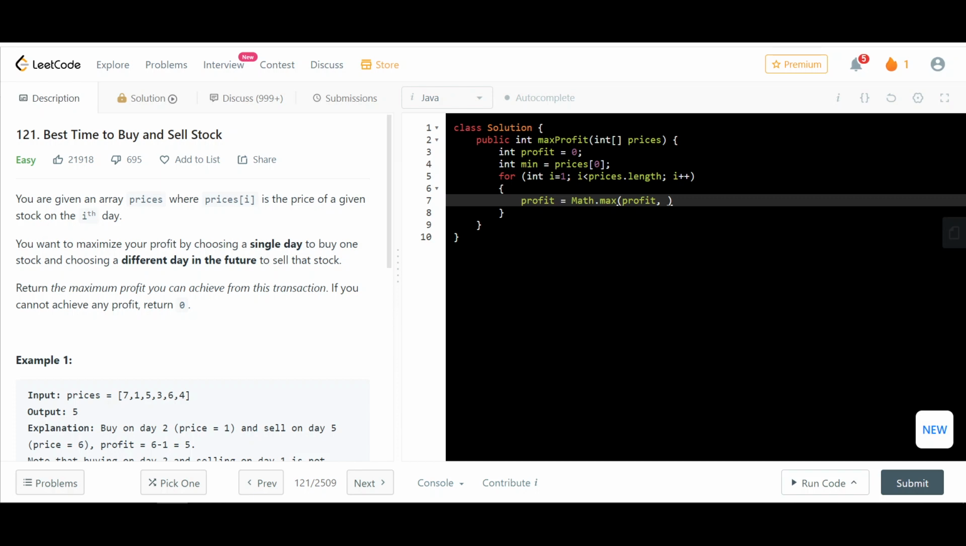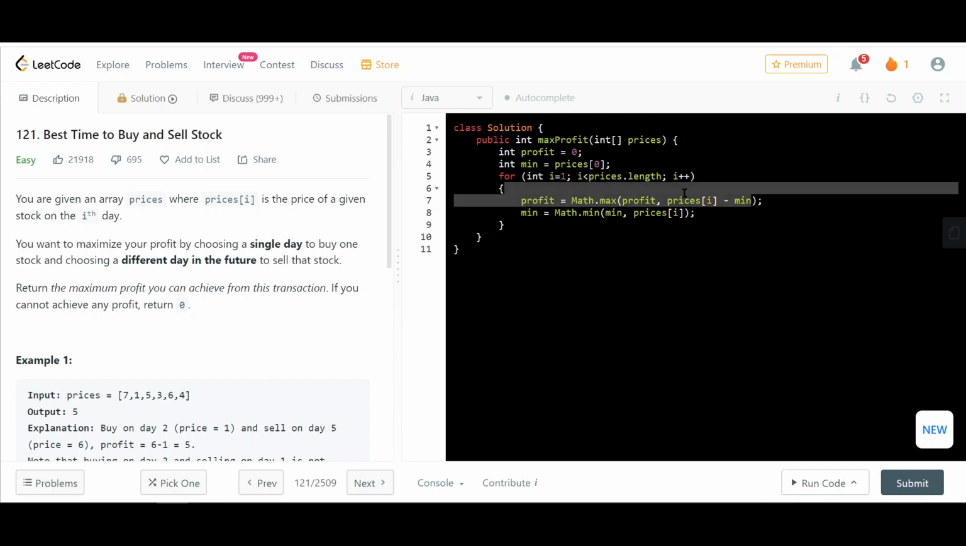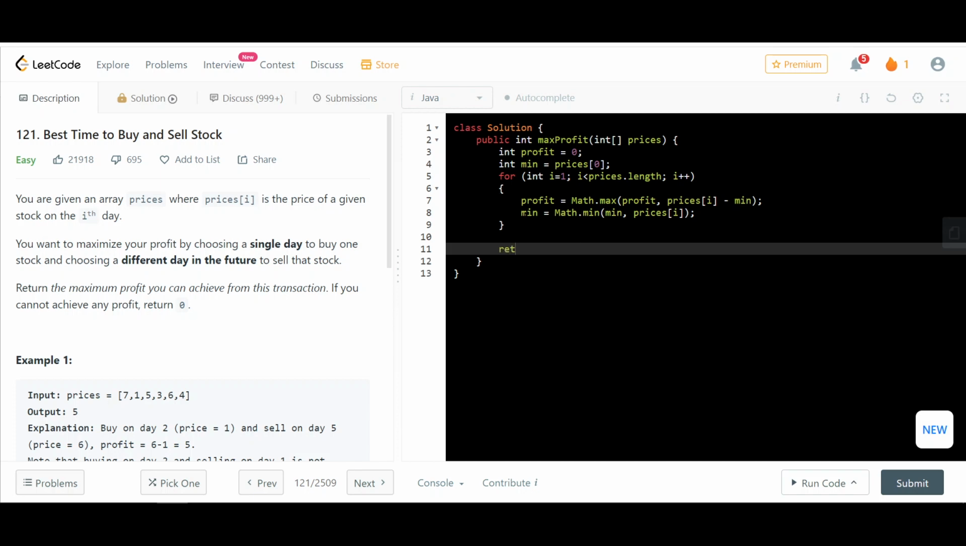So on this day, the profit would be prices[i] minus whatever the min that I have seen so far. And now let's also update the min: Math.min of min, prices[i]. Right. So for every day, I know the profit that I can get would be this, and I keep track of the maximum of that. So I just return profit.